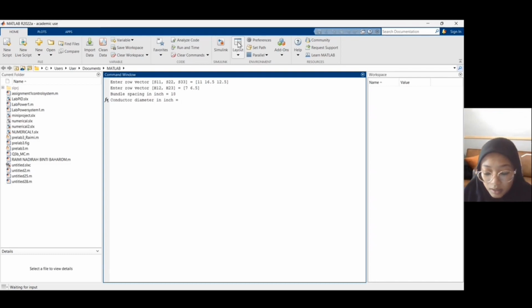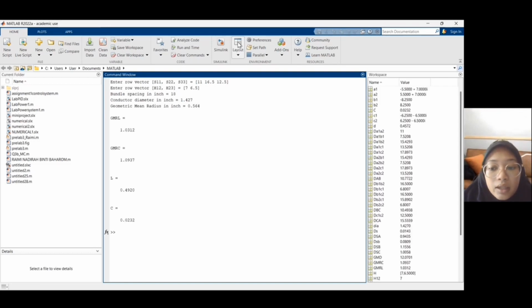Okay, the bundle spacing is 18. The conductor diameter is 1.427. The GMR is 0.564. Then, as you can see, the GMRL is 1.312, and GMRC is 1.0937. The value of inductance is 0.4920 and the capacitance is 0.0232.